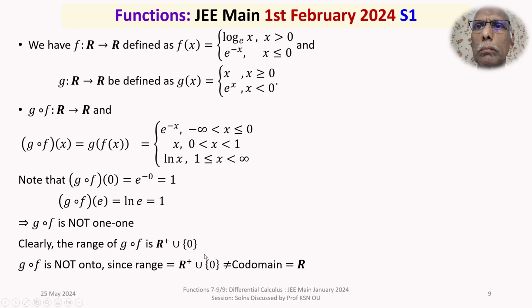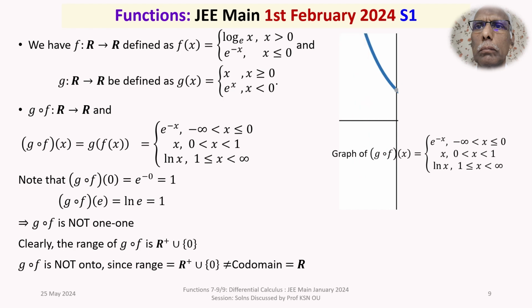These two conclusions you can as well draw if you can draw the graph of G compose F. So let's see G compose F. How do we get the information? For this, that is e power minus x, and this is x, this is ln x. This is the portion. Now, if you draw y is equal to 1, a line parallel to the x-axis, it is intersecting the graph at exactly 2 points. Those 2 points are x is equal to 0 and x is equal to e. And that's what we said: G compose F is not 1-1.